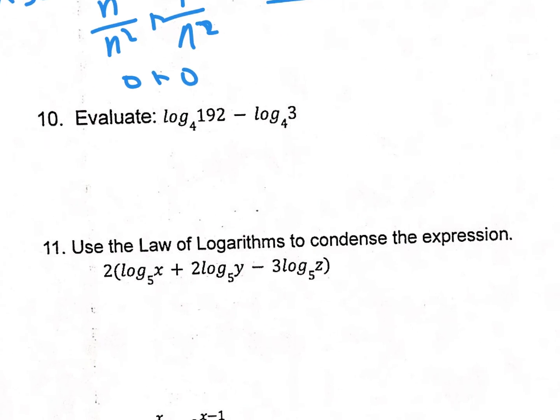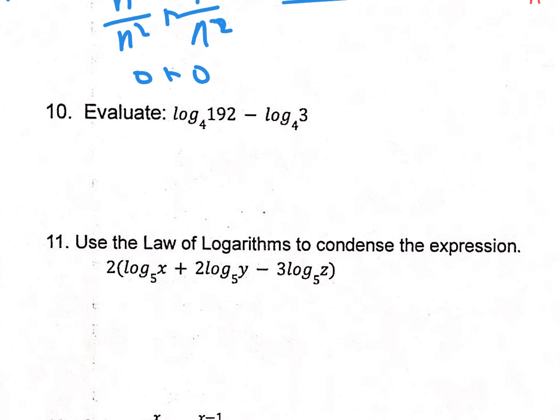Number 10, evaluate the logs. When you have log subtraction, remember that means divide. So I'm going to say log base 4 of 192 divided by 3, which happens to be 64. Now it says log base 4 of 64, which is asking you 4 to what power would be 64. And hopefully you know 4 cubed is 64. The answer to the log is the exponent.